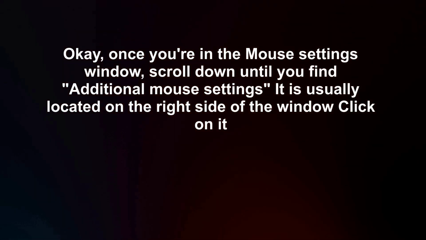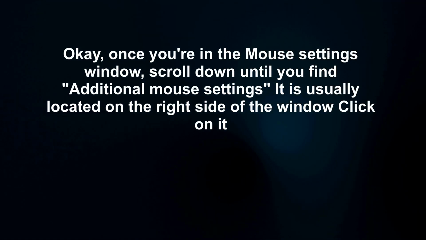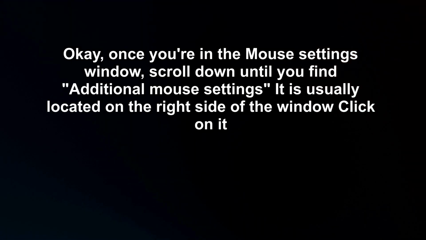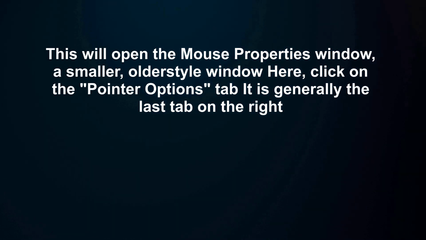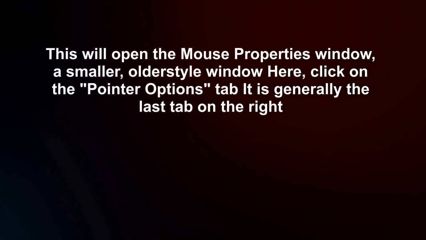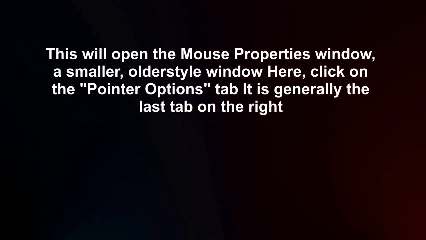Okay, once you're in the mouse settings window, scroll down until you find additional mouse settings. It is usually located on the right side of the window. Click on it. This will open the mouse properties window, a smaller, older style window. Click on the pointer options tab. It is generally the last tab on the right.